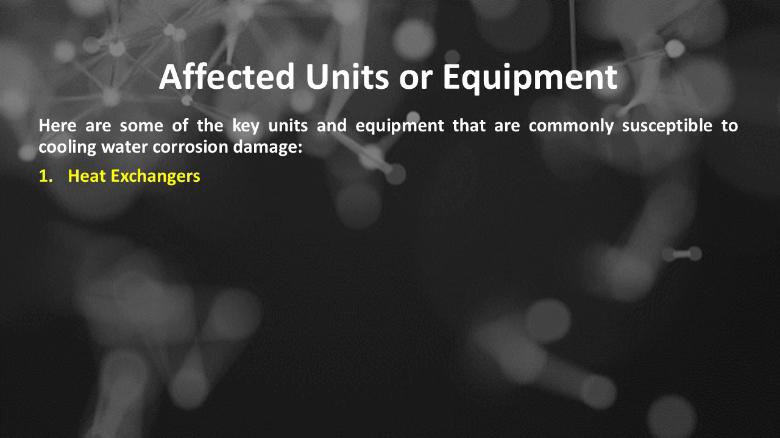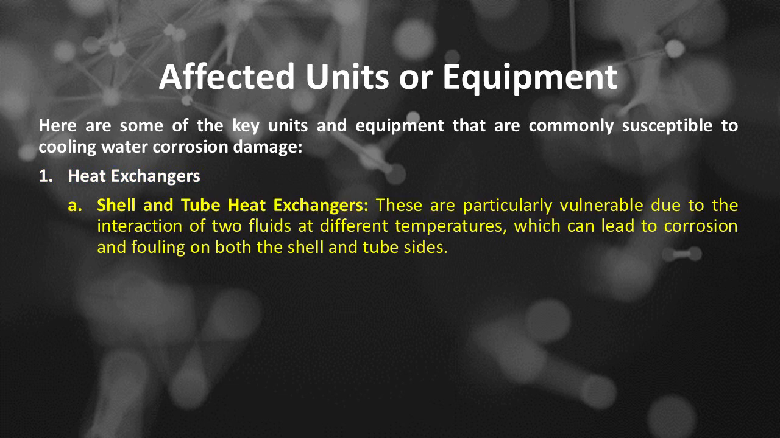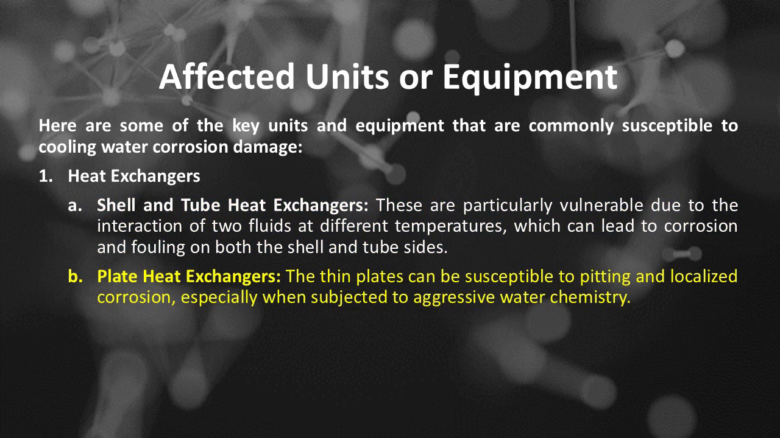Number 1 is heat exchangers. Number A, shell and tube heat exchangers. These are particularly vulnerable due to the interaction of two fluids at different temperatures, which can lead to corrosion and fouling on both the shell and tube sides. Number B, plate heat exchangers. The thin plates can be susceptible to pitting and localized corrosion, especially when subjected to aggressive water chemistry.